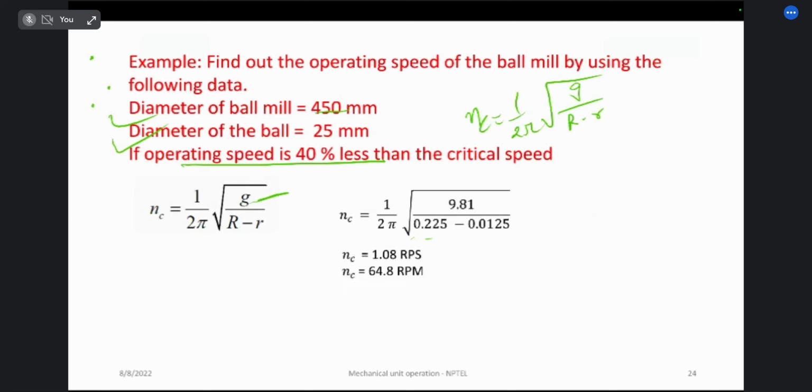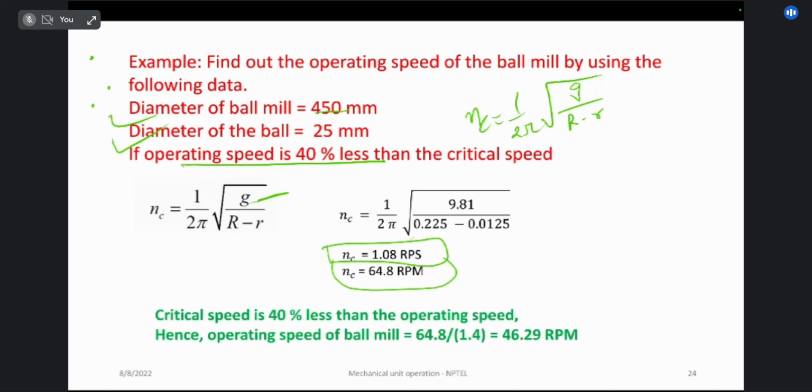So NC is equal to 1.08 rotations per second, which is 64.8 rotations per minute. Now we need to convert it into the operating speed. Since it is 40% less, we just divide by 1.4 and we get 46.29 rpm. It is the operating speed of this ball mill.